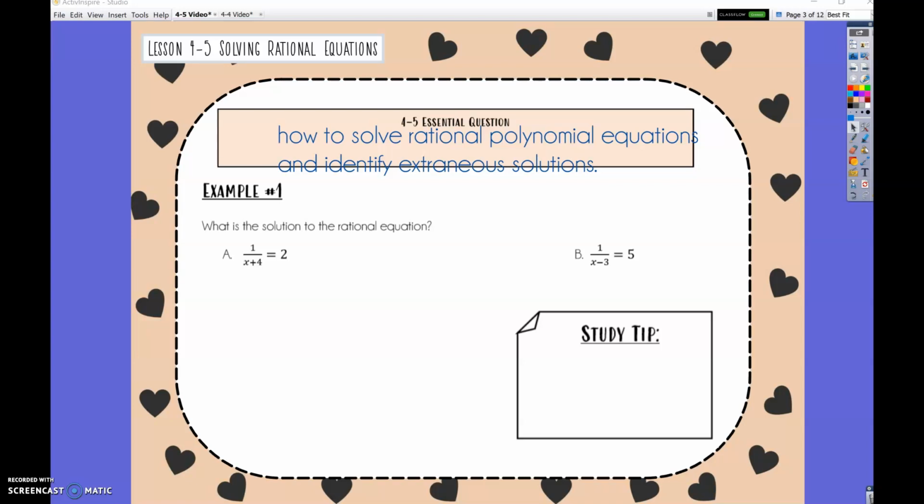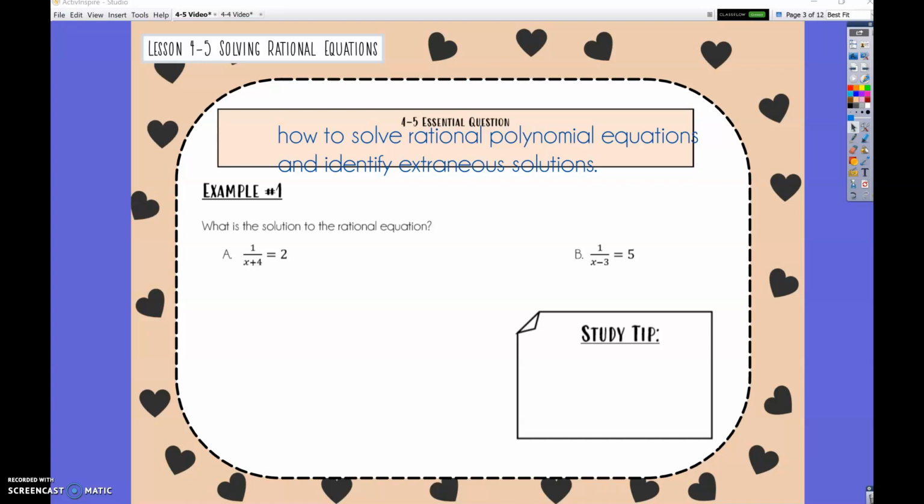So in section 4.5, we're going to use our rational polynomials and set them into equations and solve for x. So now not only do we have a fraction and a polynomial, but we're going to be solving for the x value that makes it true. And then we'll identify any extraneous solutions. That means extra ones, or ones that might not actually work even though it looks like they do when you get done solving.